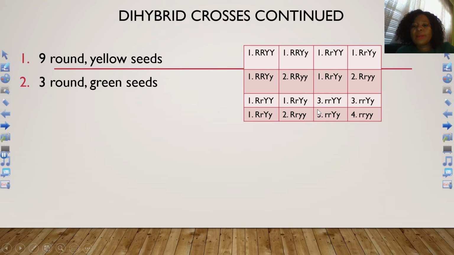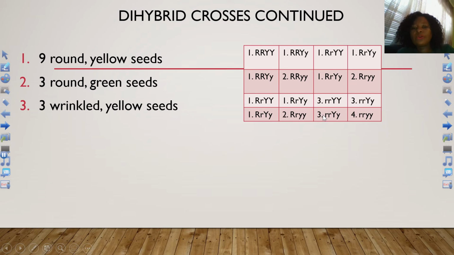Then let's go to number 3. How many number 3s do we have? You can see we've got 1, 2, 3 number 3s. And they all translate to the same phenotype, which is wrinkled and yellow. It's also wrinkled and yellow over there, and over here, it is also wrinkled and yellow. So we have 3 offspring that have wrinkled and yellow seeds.